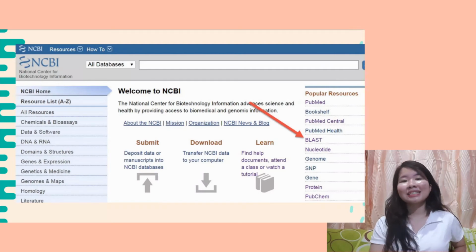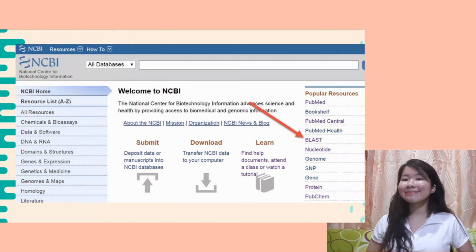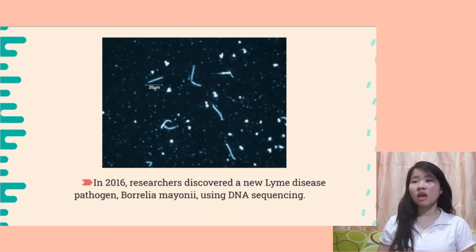Okay, so now we're going to proceed. We can see on the screen the new Lyme disease pathogen called Borrelia mayonii, which was discovered by researchers in 2016 with the use of DNA sequencing. We are now going to proceed with DNA fingerprinting after we discussed flow cytometry and DNA sequencing.